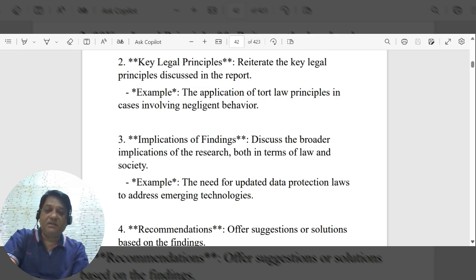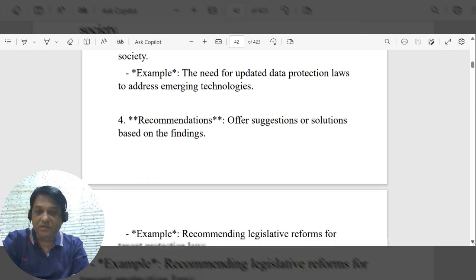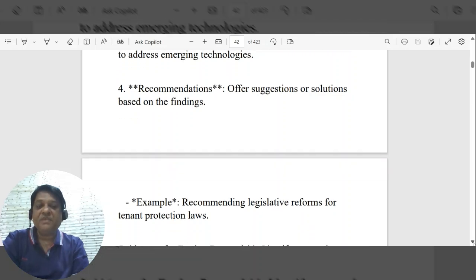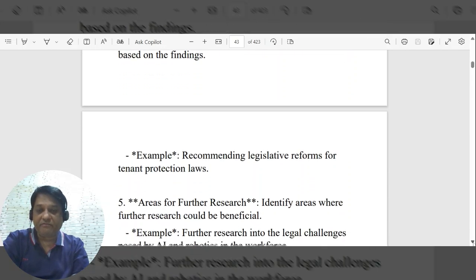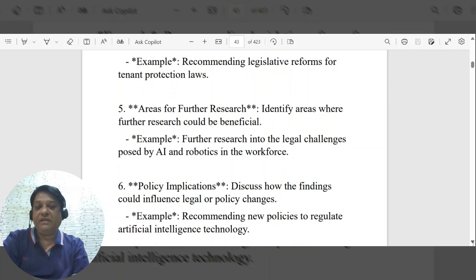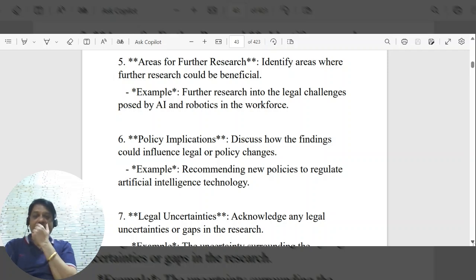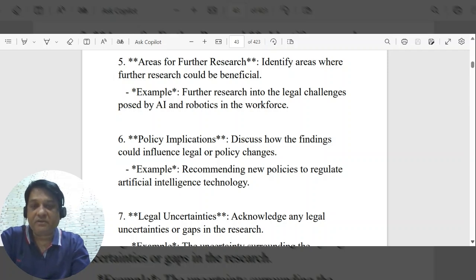Implications of findings, discuss the broader implications of the research, both in terms of law and society. The need for updated data protection laws to address emerging technology. Recommendations, offer suggestions or solutions based on findings. Example, recommending legislative reforms for tenant protection laws. Areas for further research, identifying areas where further research could be beneficial. Further research into the legal challenges posed by AI and robotics in the workforce.